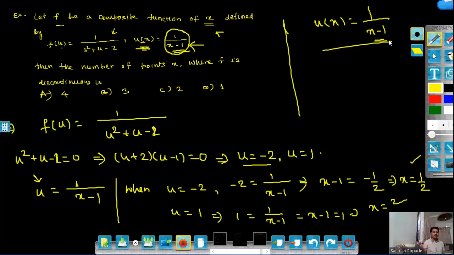So in all there are 3 points of discontinuity. One is x equals to 1, then x equals to 2, and x equals to 1 by 2. Means at these 3 points the function is discontinuous. This u of x is also discontinuous at x equals to 1. Means at x equals to 1 its denominator becomes 0. That means it doesn't exist, and if it doesn't exist then there is a discontinuity. Okay, so 1, 2 and 1 by 2 are the 3 points of discontinuity of this function. Okay, hope you got this simple solution.